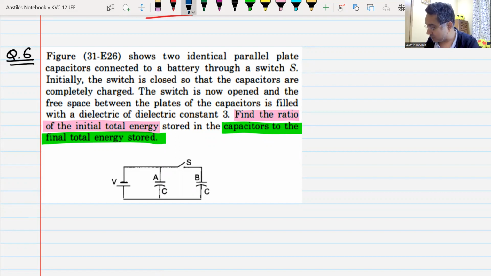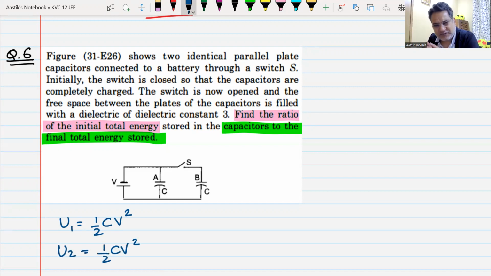In the first case, let me call that case the blue case. The energy in the capacitors, the first capacitor, let me call the energy U1. The first capacitor will have energy half CV square. Yes or no? Yes, sir. The second capacitor would have energy half CV square. You should have taken 5 minutes to write this. No? No.